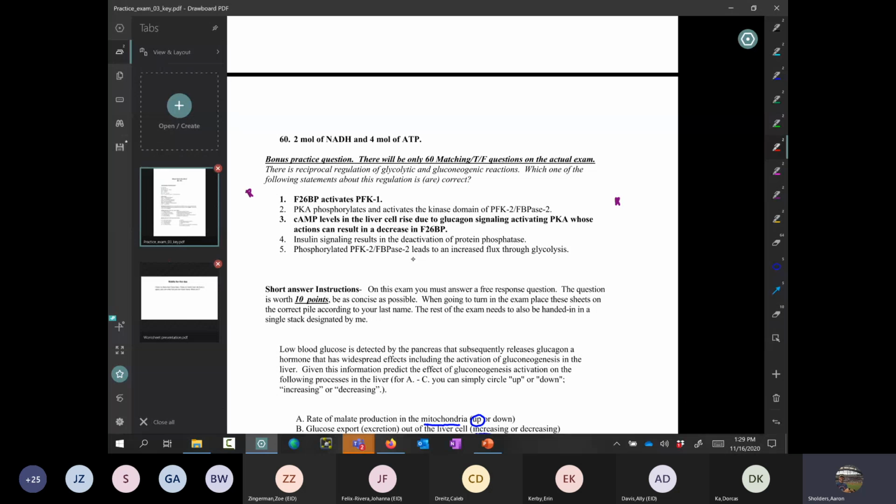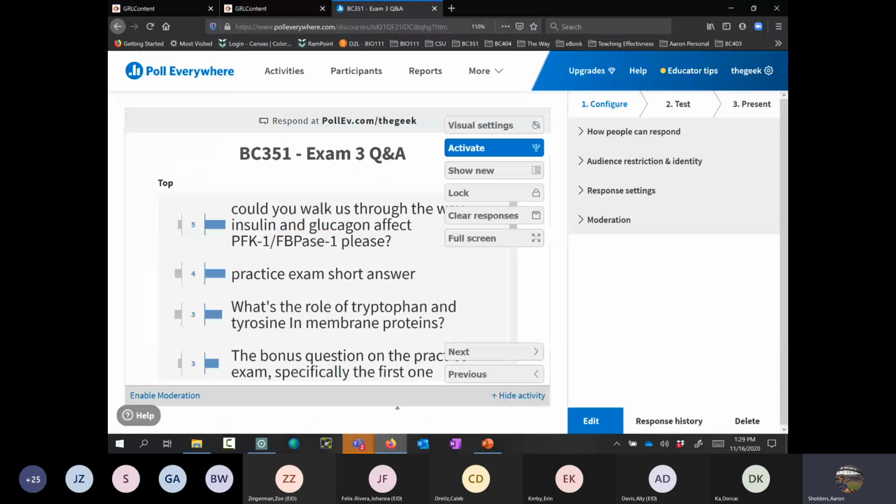Right? The question that we just read stated the opposite: phosphorylated PFK2, FBPase2 leads to an increased flux through glycolysis. It'd be correct if it said decreased flux through glycolysis. Okay. So hopefully that answers some of those questions. So I think we got that one.